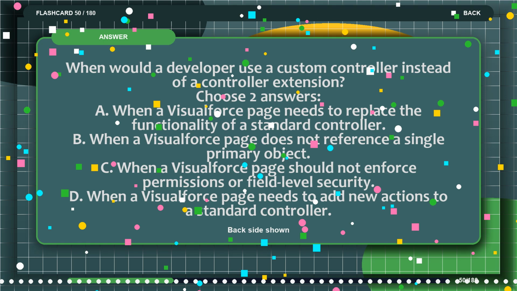When would a developer use a custom controller instead of a controller extension? Choose two answers. A. When a Visualforce page needs to replace the functionality of a standard controller. B. When a Visualforce page does not reference a single primary object. C. When a Visualforce page should not enforce permissions or field-level security. D. When a Visualforce page needs to add new actions to a standard controller.